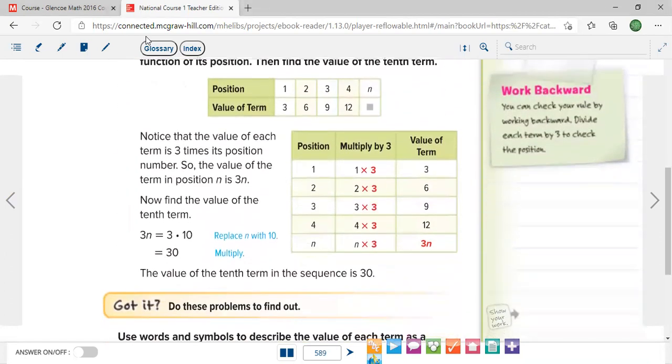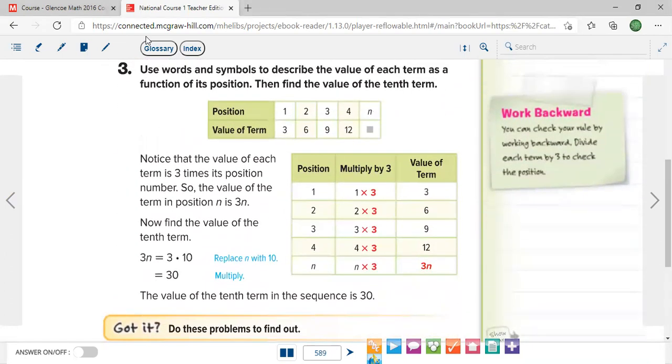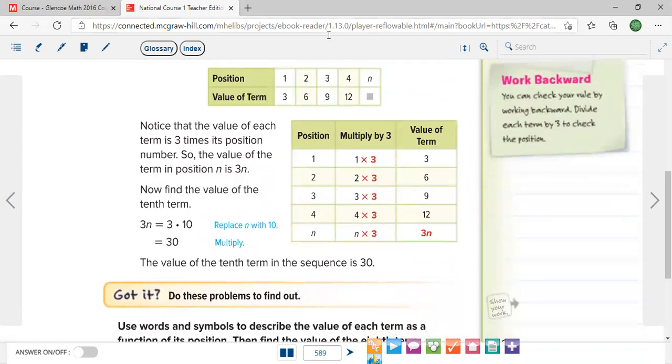Now, the same is happening here. Position is the input, like 1, 2, 3. Position is always 1, 2, 3, 4, 5, and so on. And the value is the output. So from 1, how can you get 3? From 2, how can you get 6? From 3, how can you get 9? It's clear that we are multiplying by 3. So if the position is n, the value is 3n. So this is our function, 3n.